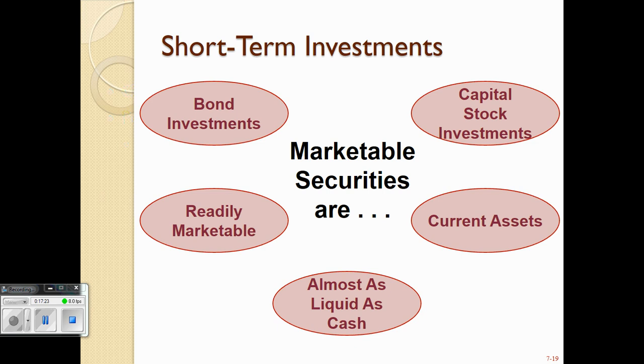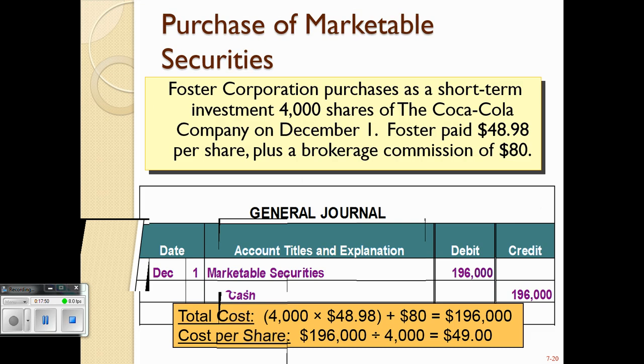Short-term investments include things like bond investments, what have you. They're counted as current assets. They're almost as liquid as cash, but usually you have to sell them to turn them into cash. They're usually readily marketable, meaning they're easy to sell. Usually they're not capital stock investments. Usually the ones you would make would be in treasury bills, treasury notes, or treasury bonds because they're so stable.